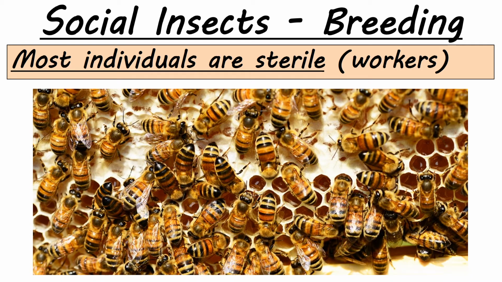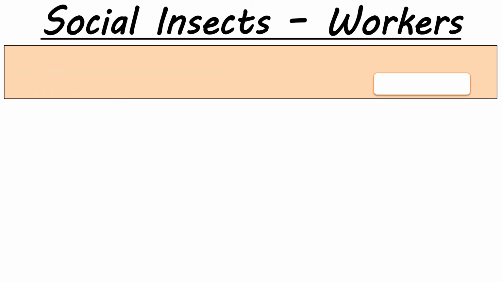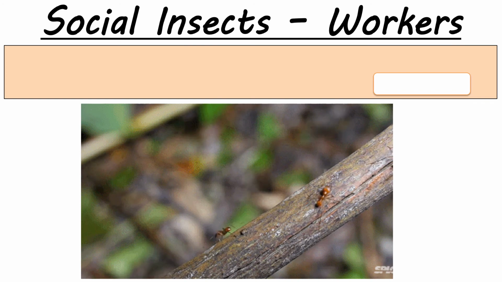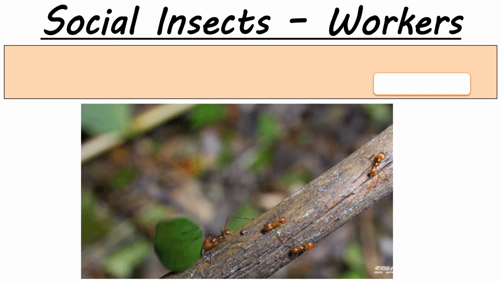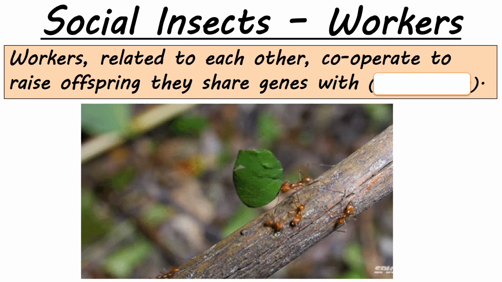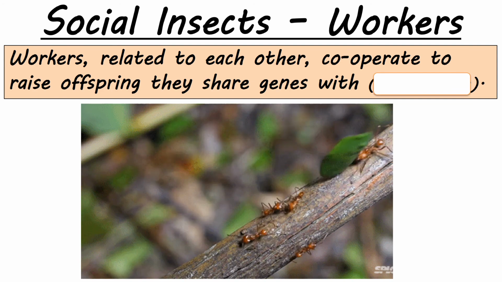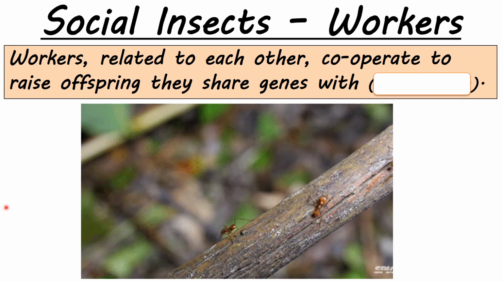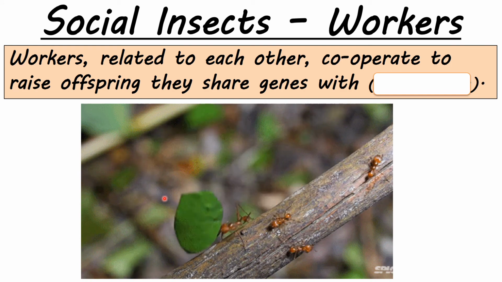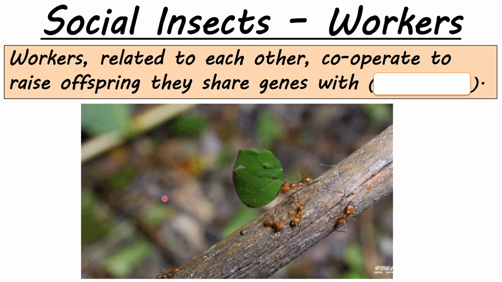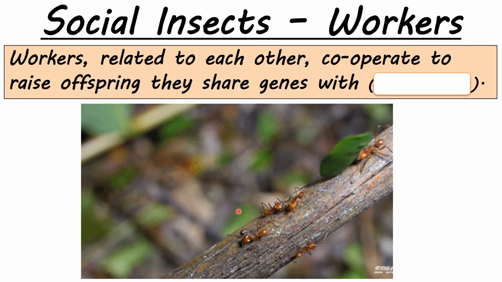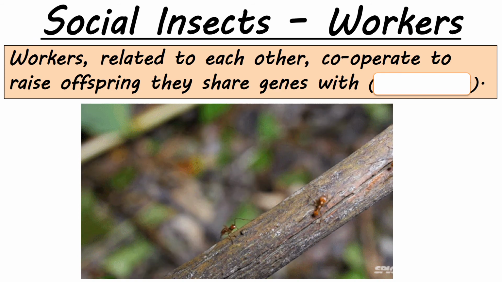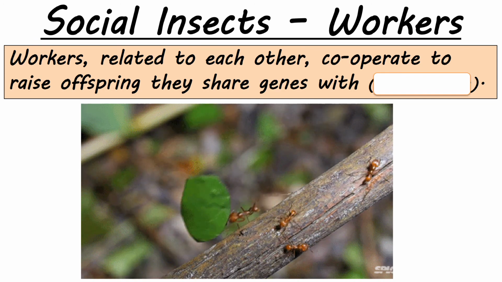So as mentioned, you've only got the queen and the drones who are fertile, so most of the individuals are sterile, and we call them the workers. And what they do, hopefully you can see that, is ants. What they do is they cooperate to raise offspring that they share genes with. What you've got here, I think these are leafcutter ants, so they're taking back leaves to the nests, which are digested and used as food.